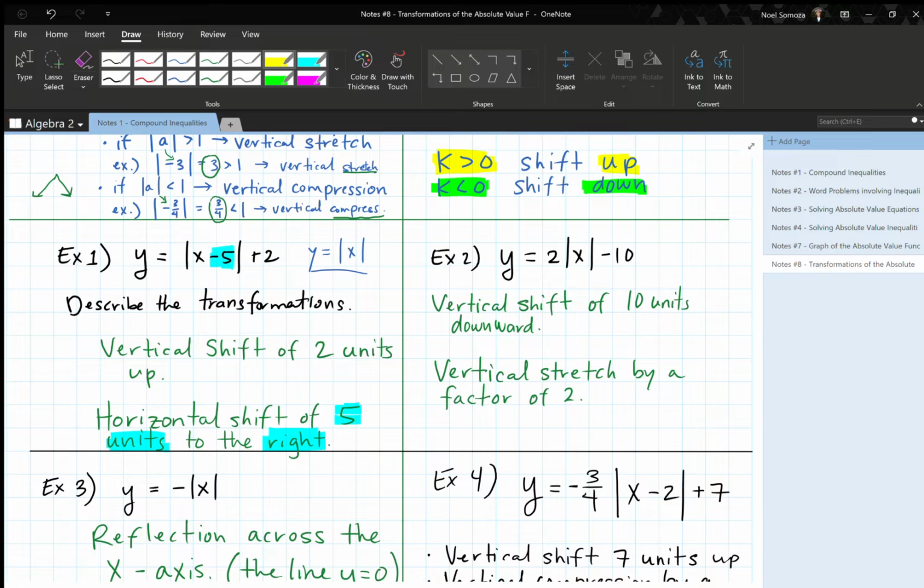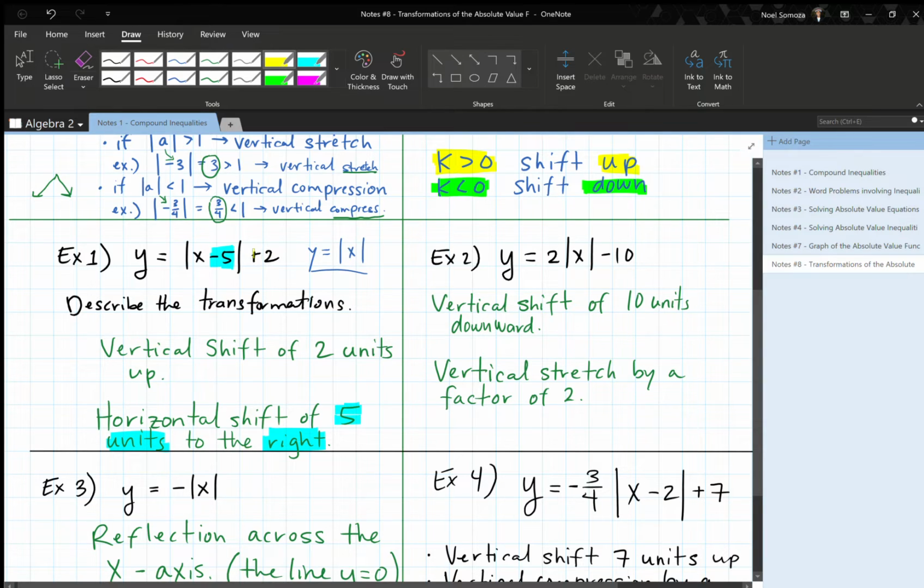Okay, the second change that occurs is the plus 2, right? That's our k. Now, if anything happens to k, if any change happens, then it's a vertical shift. So I have a vertical shift of 2 units going up. Okay, so number 1 is pretty simple, pretty straightforward.